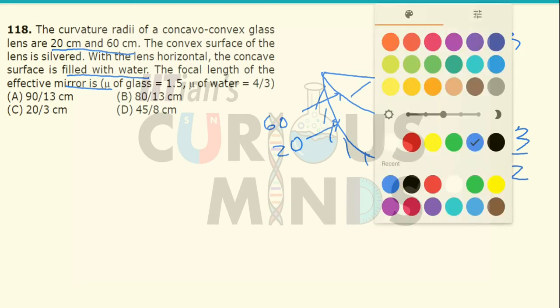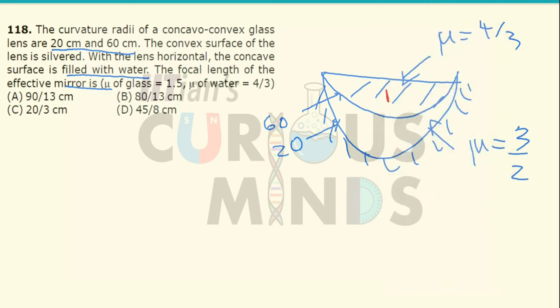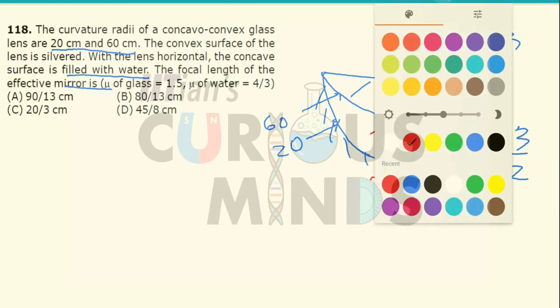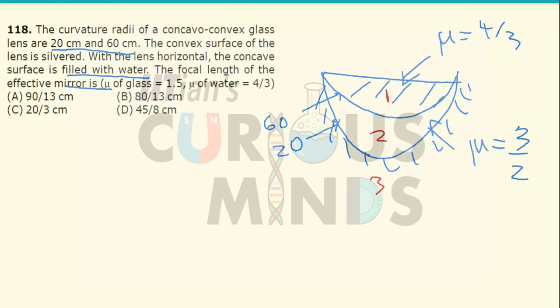I will divide the sum into 3 parts. The first combination will be the partial lens that is formed due to water. The second will be of the glass, and the third will be of the mirror. Let us find out the power, or the focal length, for each of them. We will find out the effective focal length later. So let us first find the focal length for the first combination.